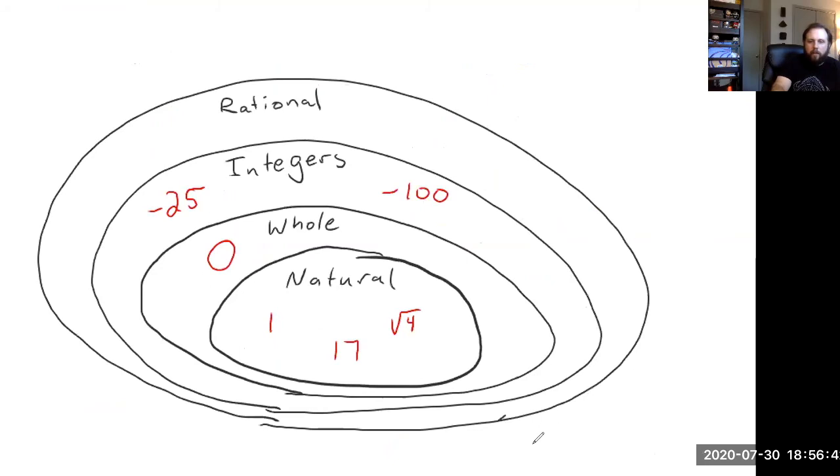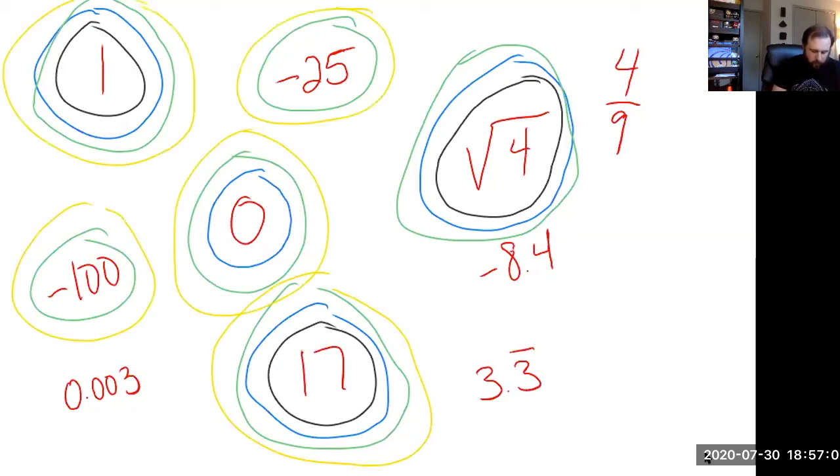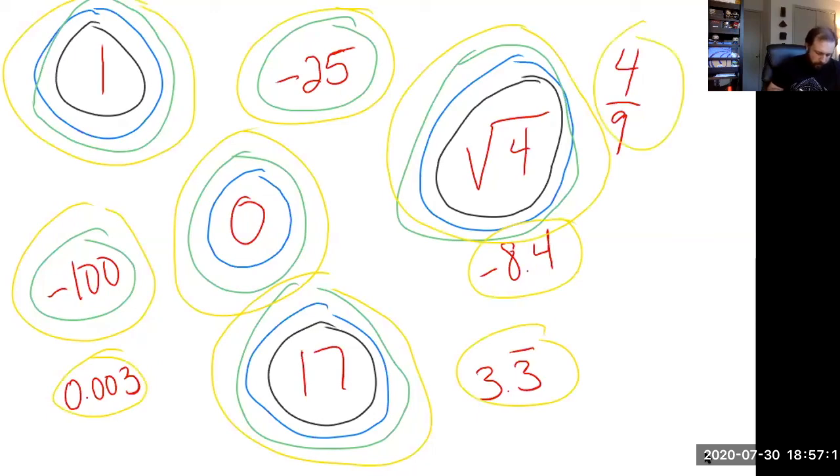And now finally, my set of rational numbers here is going to include all of those numbers that we've already circled. And then these fractions and decimals. So all of those numbers are going to end up going into our rational numbers.